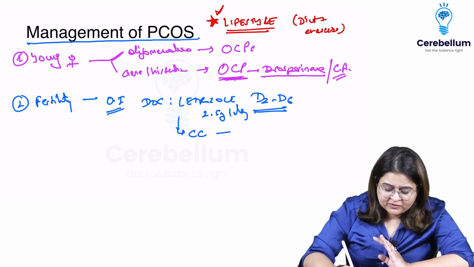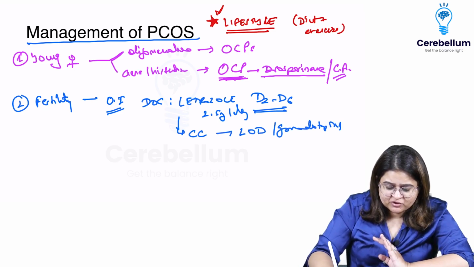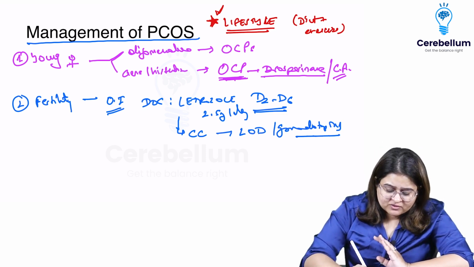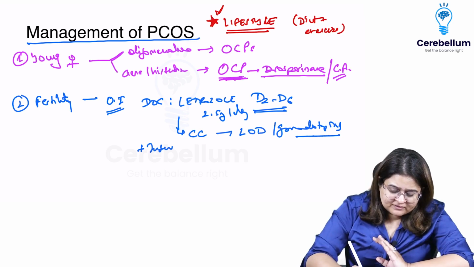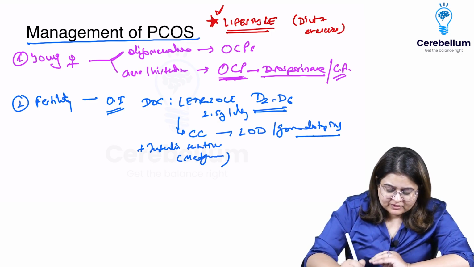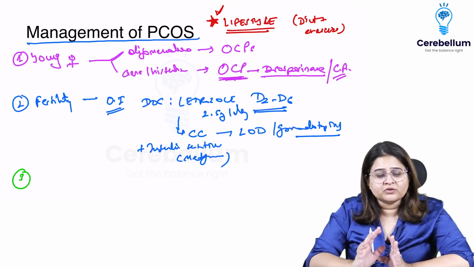If this fails, you can even do laparoscopic ovarian drilling, or you can consider giving her gonadotropins, that is FSH or FSH plus LH directly. Okay. And also sometimes there's a role of adding an insulin sensitizer like metformin. Now, the third group of people are those who are not even bothered about fertility.